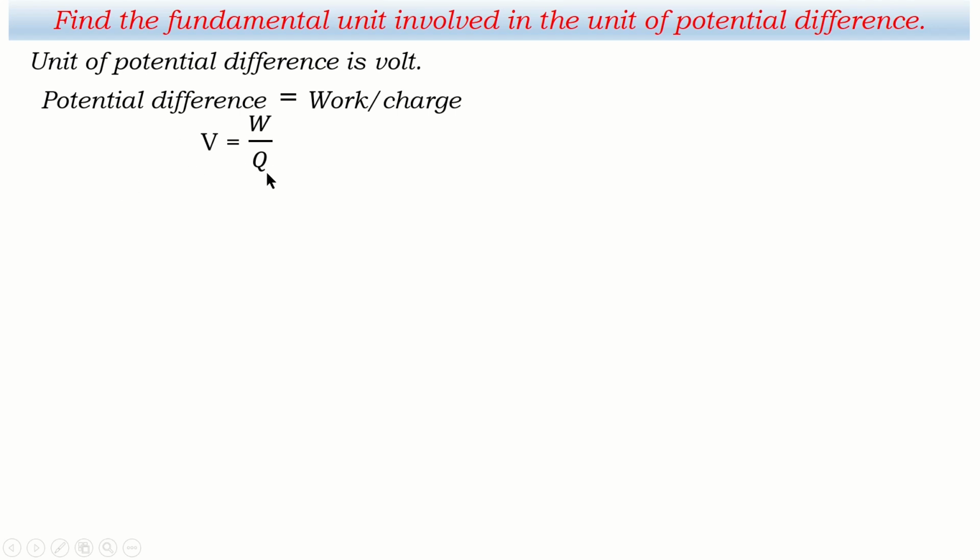Now here something is a little different. Look at this Q. If we take the unit of Q, I mean to say charge, then we have to write coulomb. But coulomb is not a fundamental unit. That's why I want to change this Q to I into T. That's why I am writing work done the same, and current into time. This way we can give the reason also, because Q equals I into T.